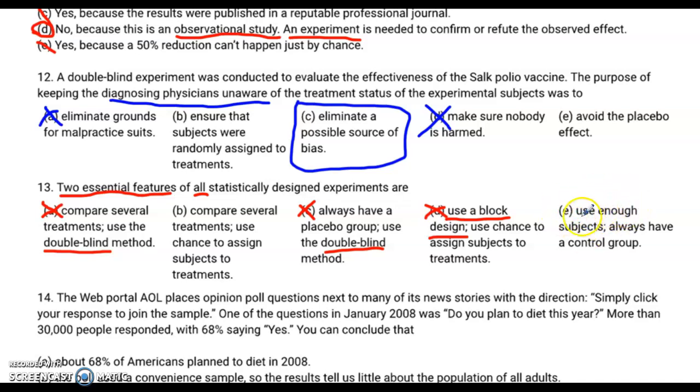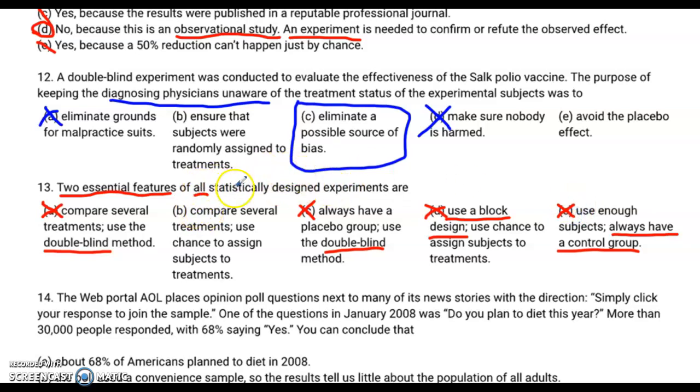And for choice E, it does say to use enough subjects, which is true, but it also says always have a control group. That's not necessary. Sometimes you're trying to determine two different treatments' effect on a group of individuals or a group of subjects. So it's not always necessary to have a control group. Sometimes you just have treatment groups. Keep in mind, we're looking for all statistically designed experiments.